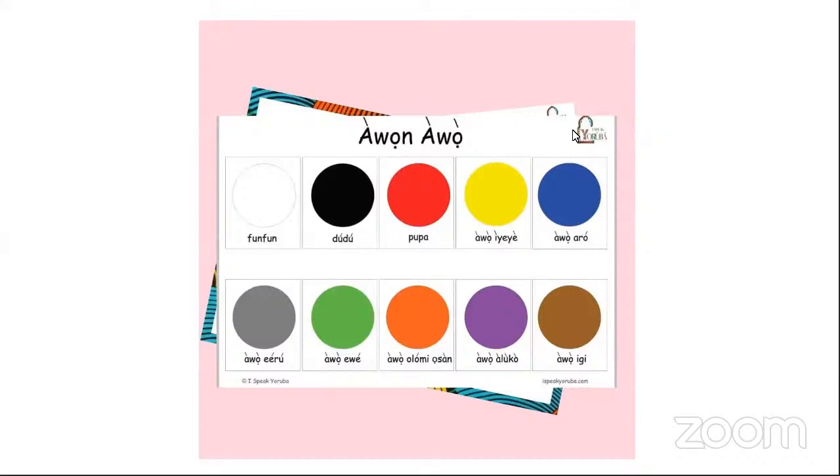I will try. All right, Faiz. Funfun is white. Black is dudu. Red is pupa. Iyeye is yellow. Arrow is blue. Eru is gray. Ewe is green. Omi osan is orange. Aluko is purple. Igi is brown.